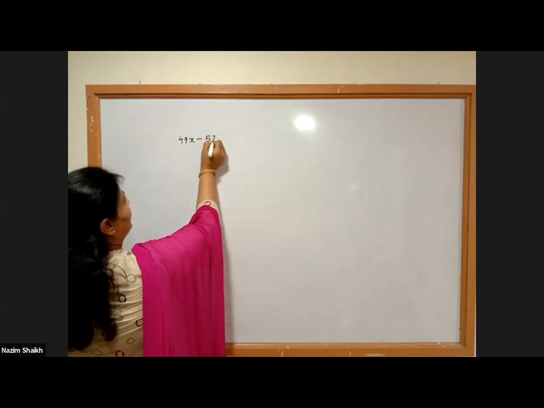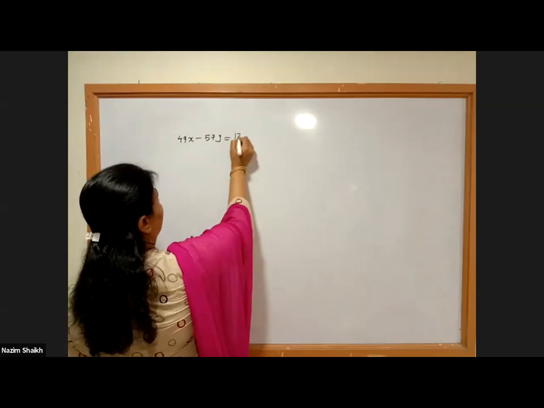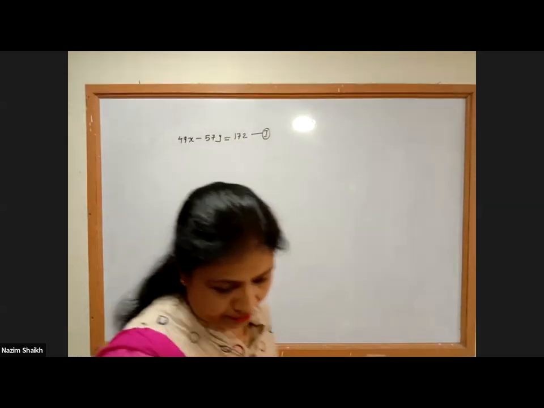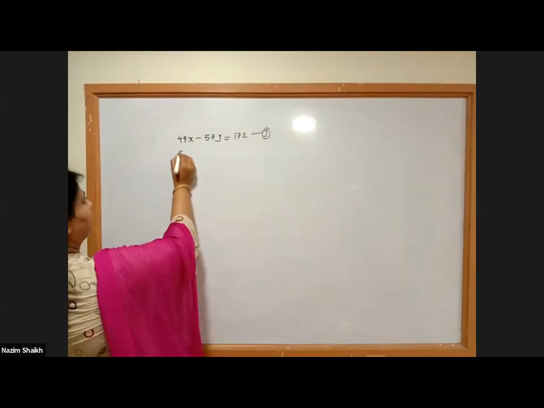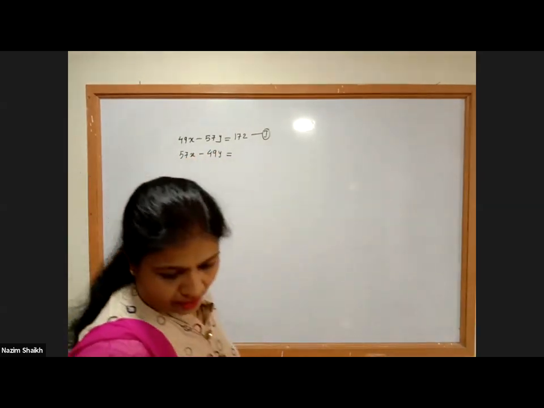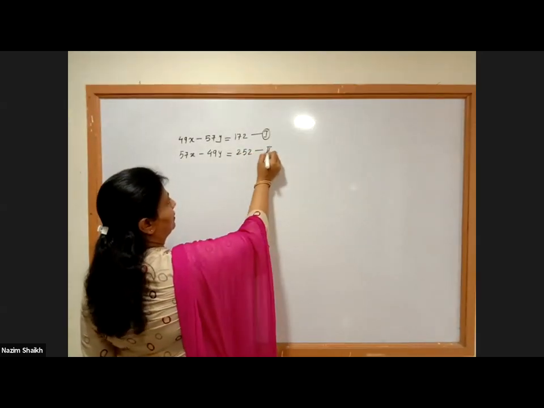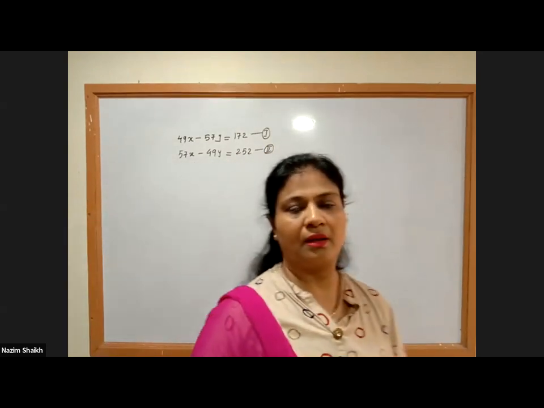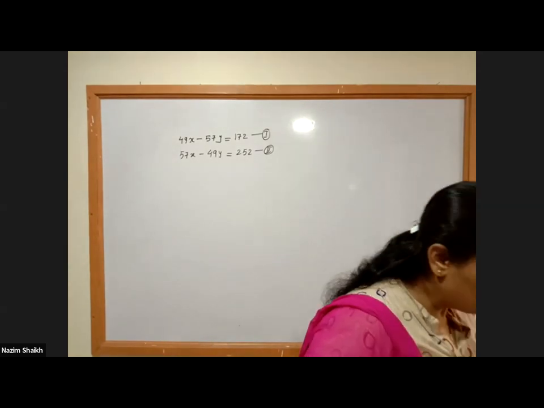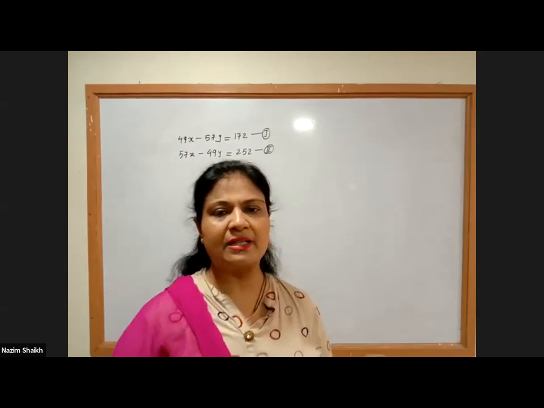49x minus 57y is equal to 172. This is your equation 1. And equation 2 was 57x minus 49y is equal to 252. I hope everyone has done. Okay, 3 to 4 people have finished. Let us wait for a few more.